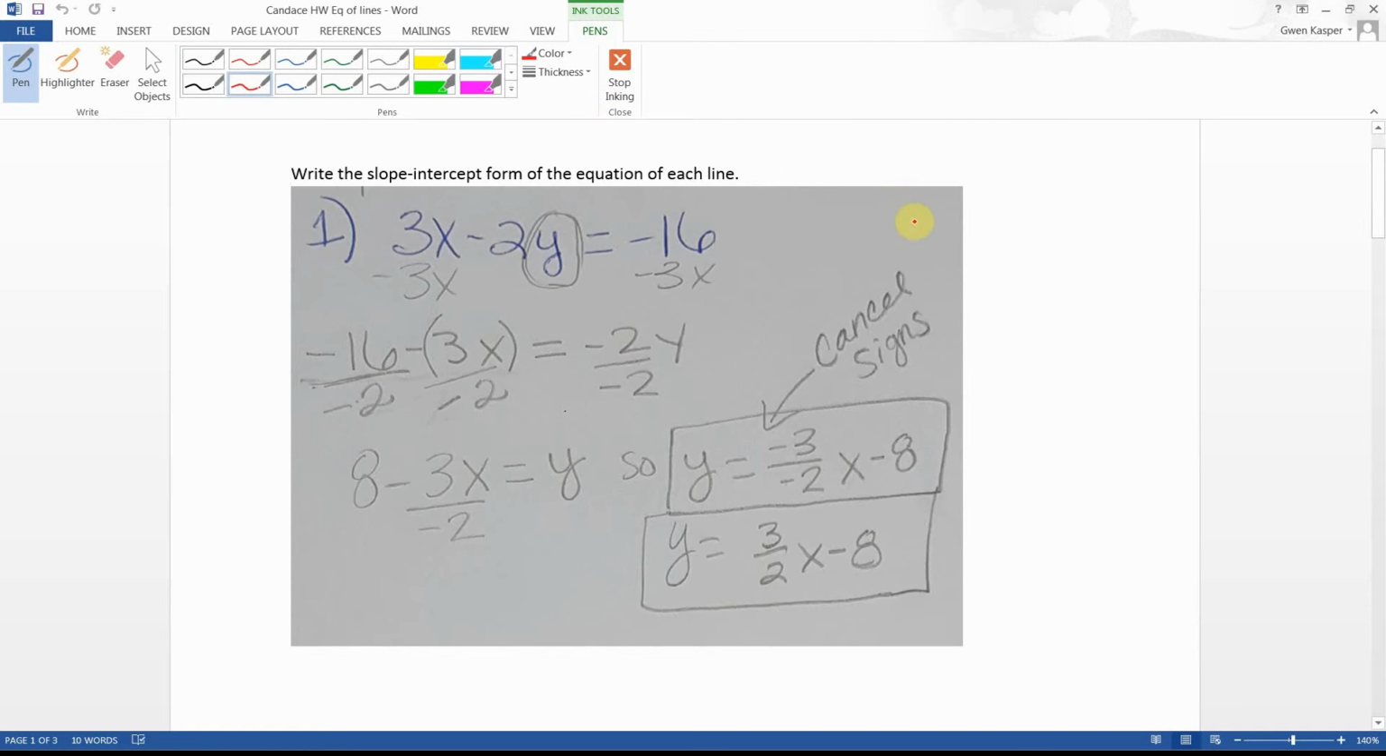Okay, the first equation, 3x minus 2y equals negative 16, and you're supposed to write this in slope-intercept form. And you did really great. The only thing that you did wrong here is that negative 16 divided by negative 2 is positive 8, which you have right here, but you wrote it as negative 8 over here, so that should have been positive 8.